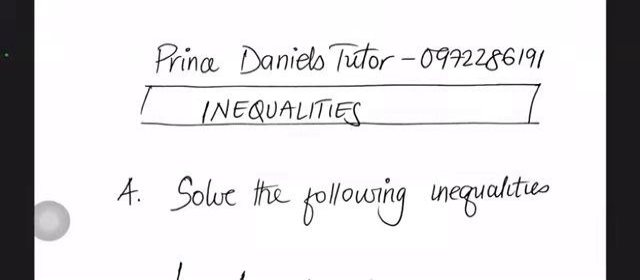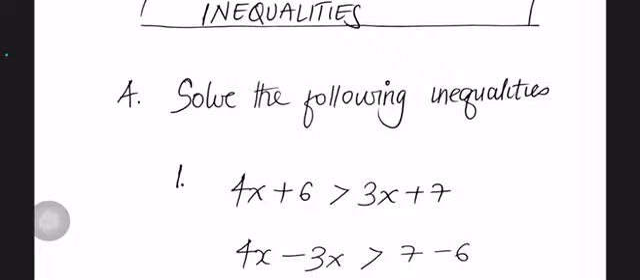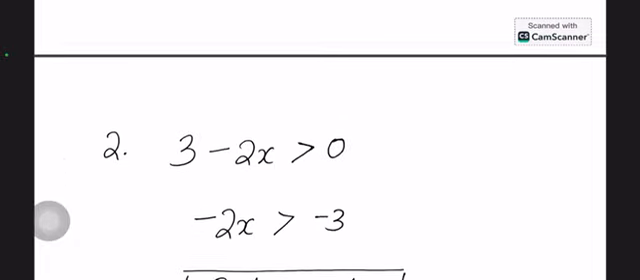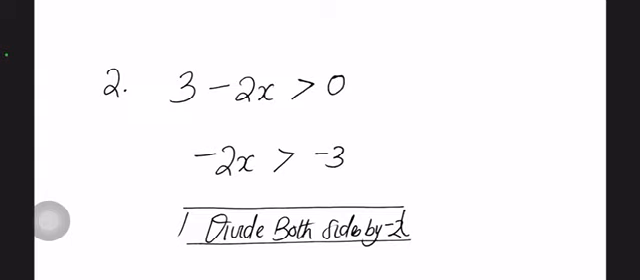Let's try another example. This one says 3 minus 2x is greater than 0. Obviously, we have to make x the subject. It says 3 minus 2x is greater than 0. The 3 crosses the equal sign there, it becomes negative 2x. 0 minus 3 is simply negative 3. We have to make x the subject of the formula, meaning we can divide both sides by negative 2.